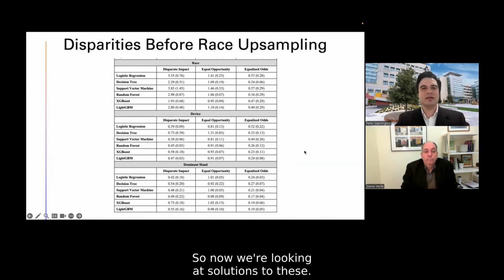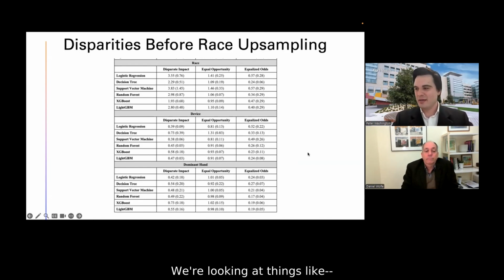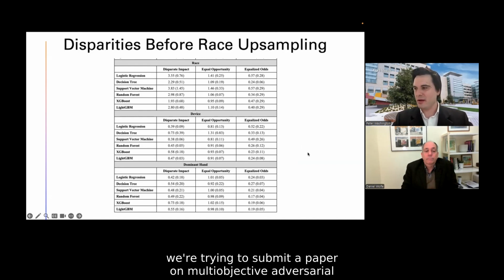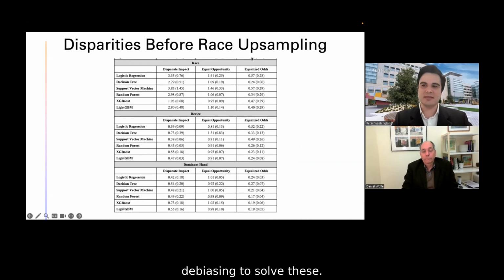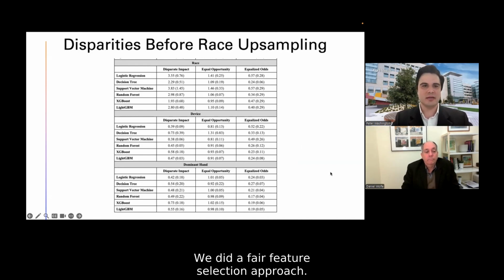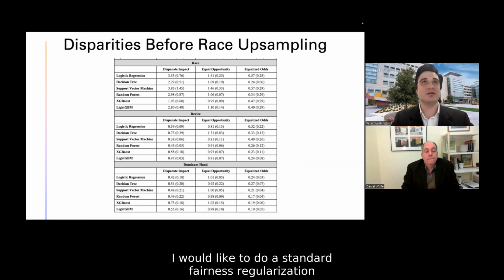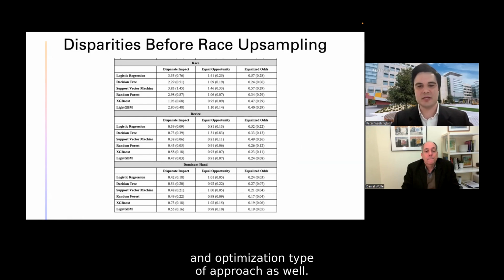So now we're looking at solutions to these. We're trying to submit a paper on multi-objective adversarial debiasing to solve these. We did a fair feature selection approach. I would like to do a standard fairness regularization optimization type of approach as well.